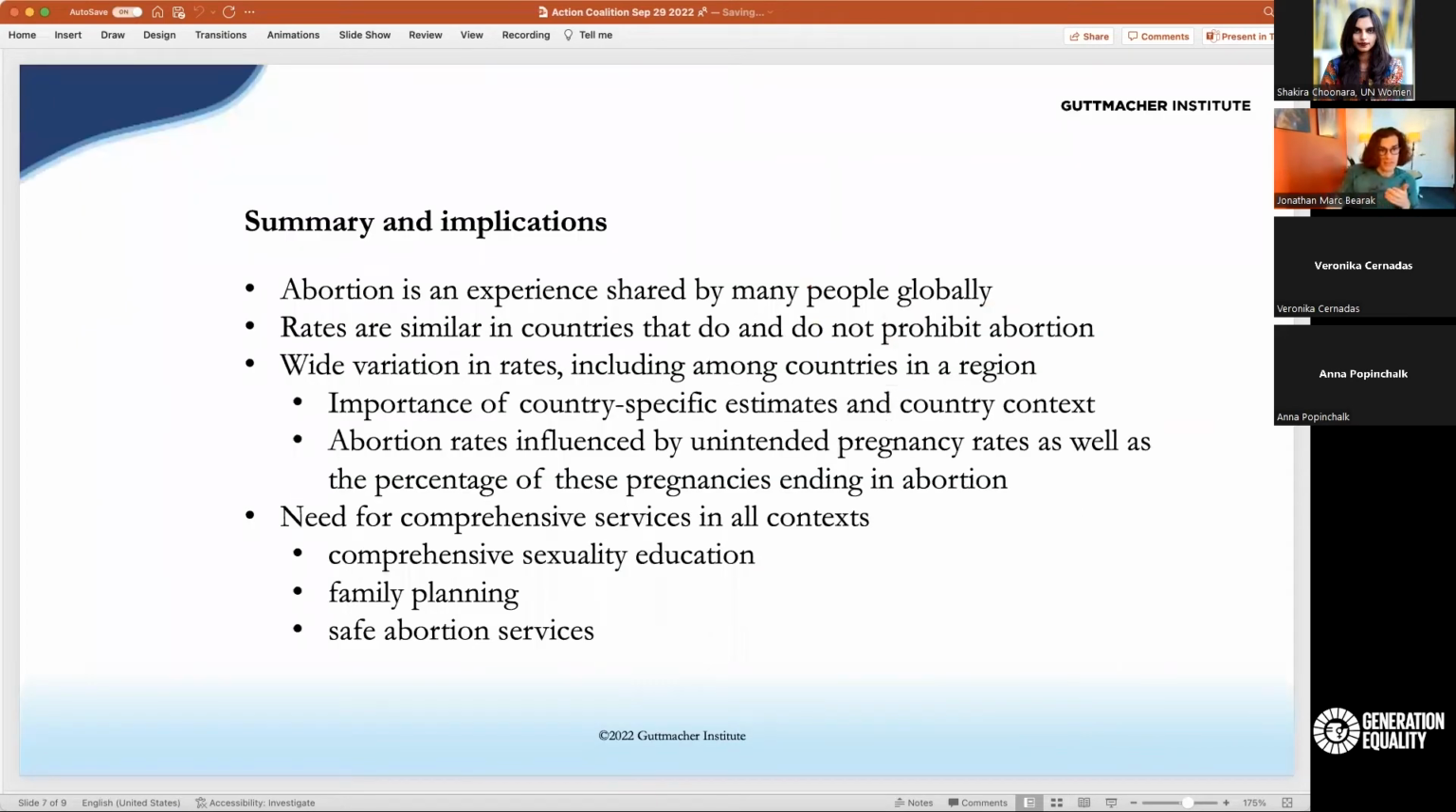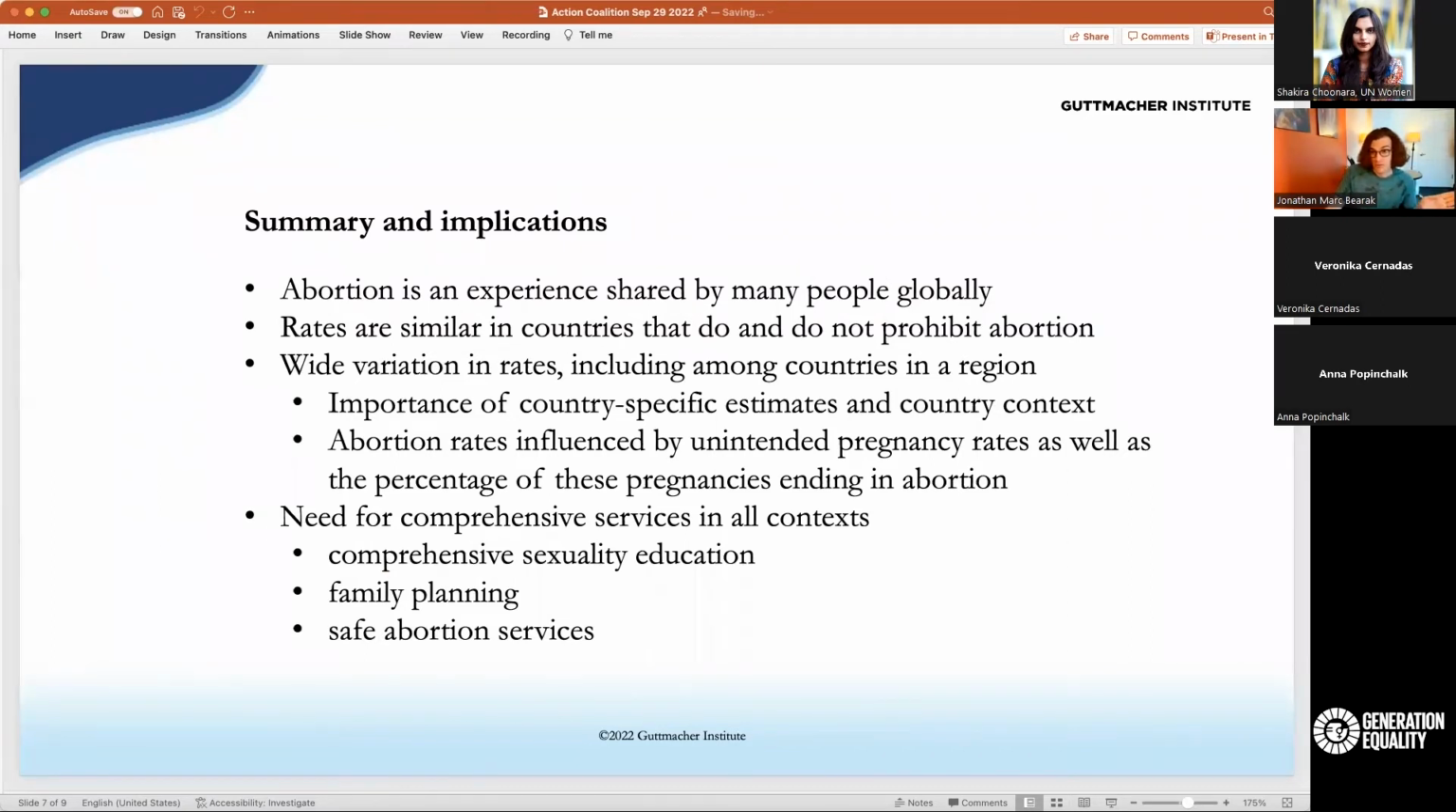So what does this somewhat mixed picture actually tell us, and what are our take-home messages? Abortion is a normal experience. We spoke of more than 73 million abortions each year. It happens across countries and across high income and low income settings, across countries grouped by the legal status of abortion.